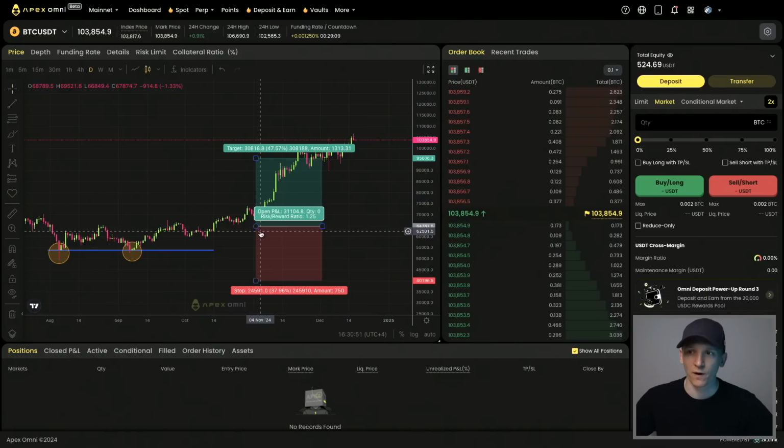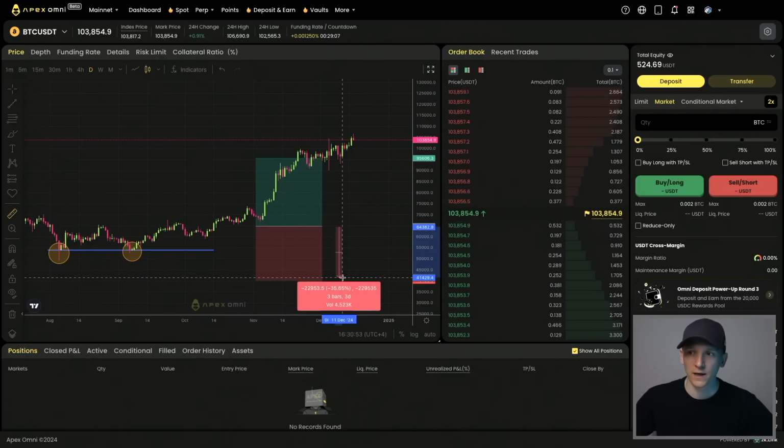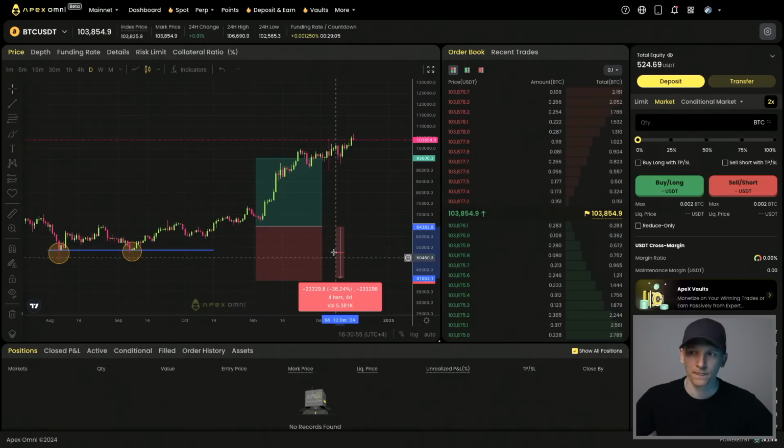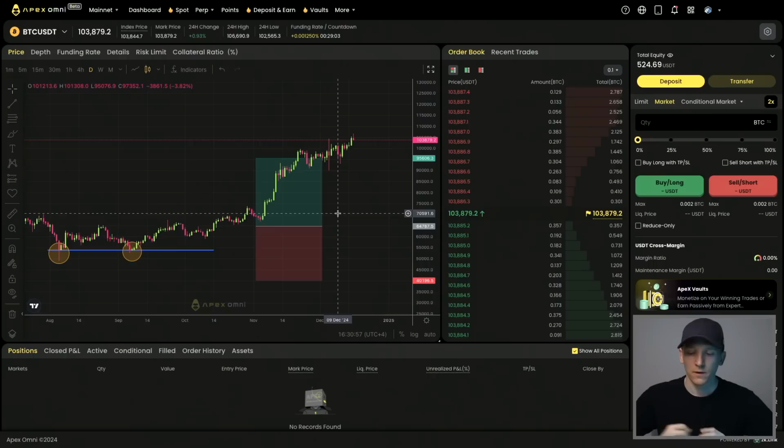So if we enter this price, and I know that this drawdown here is around 35%, that tells me that I can use around 2 to 3x leverage on my trade without taking any more risk.